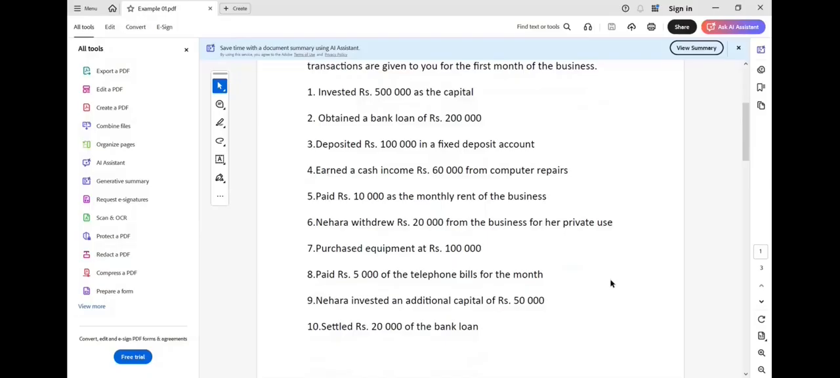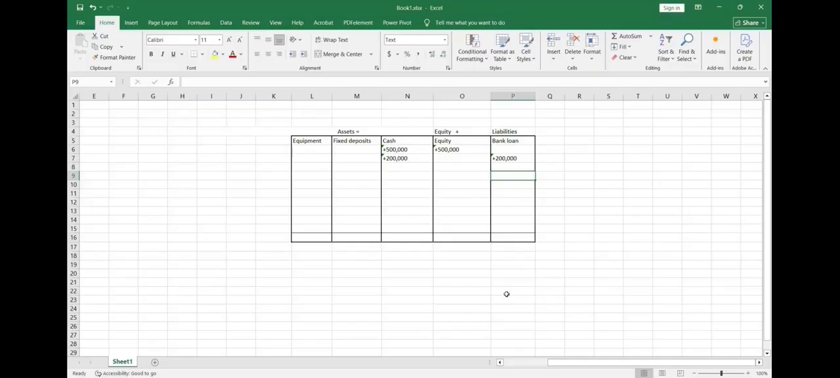The third one: deposited 100,000 rupees in a fixed deposit account. A fixed deposit is an asset. Therefore, the fixed deposit value should be increased by 100,000. To open a fixed deposit, we should take cash from our cash drawer. When it comes to this type of problem, this cash column should be considered as a cash drawer. If you consider this cash column as your company's cash drawer, when you are taking cash out, the cash balance should be decreased. Now here, the cash balance will be decreased by 100,000. So we should write it as minus 100,000.